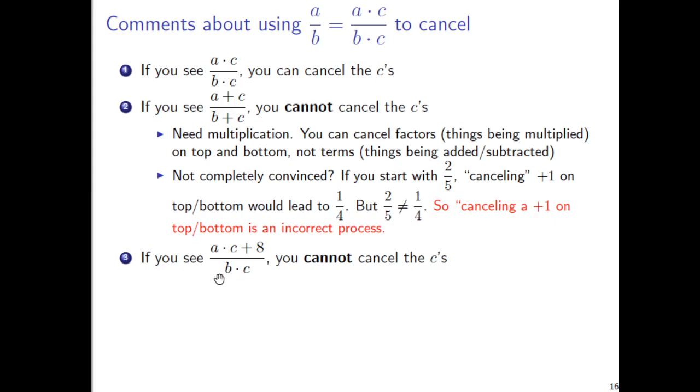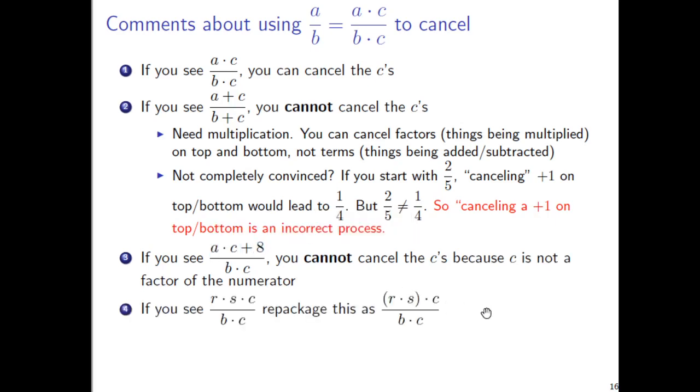Here's another example. If you see A times C plus 8 over B times C, maybe you think you can cancel the C's here because it says times C, times C. Unfortunately, this plus 8 is getting in the way. There's a lot to say about this. The short version right now is that C is not a factor of the numerator. This plus sign means what you have is A times C is a term of the numerator and 8 is a term of the numerator.